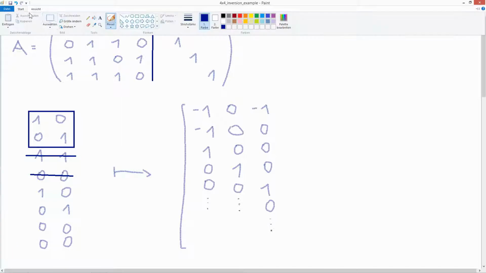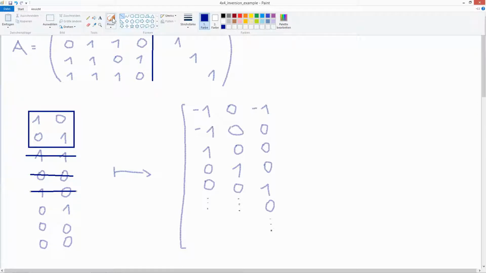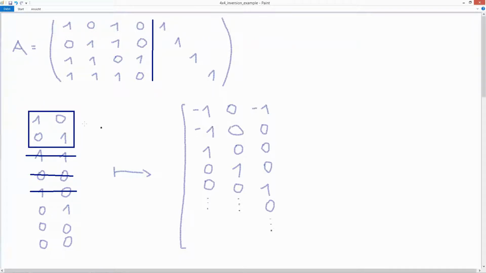So now we will cross out this row and pick the next one and calculate the cross products. For the first entry, we ignore this here and we have to calculate 0 times 1 minus 0 times 1, which is 0. For the second entry, we ignore this here and calculate 0 times 0 minus 1 times 1, which is minus 1. And for this entry, we have 1. And all the other entries are 0.